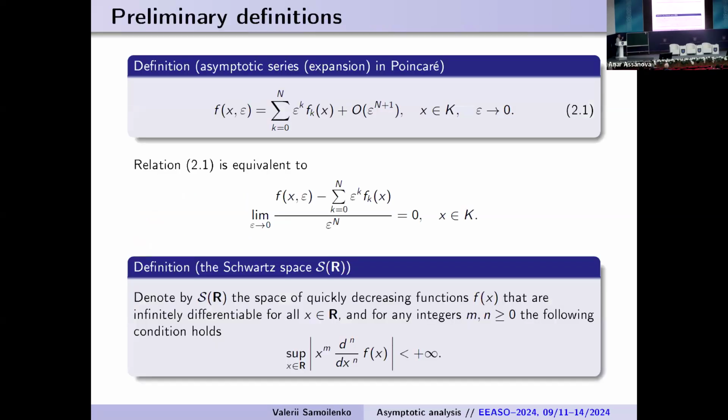So I recall the definition of asymptotic series in accordance with Poincaré. You can see this definition in the first lecture, and in sequel we will use the space of quickly decreasing functions, or Schwartz space. We denote by S of R the space of quickly decreasing functions. These functions are infinitely differentiable for all x and for any integers m and n the following condition holds. Here we have derivatives of the function, and so this function tends to 0 more quickly than any power of x when the independent variable tends to infinity.